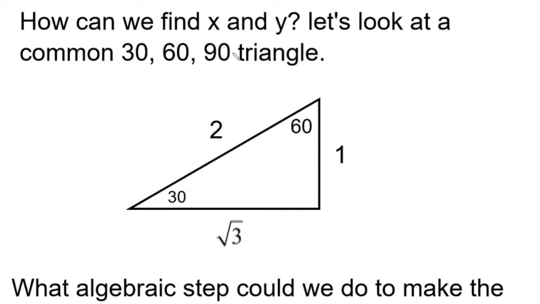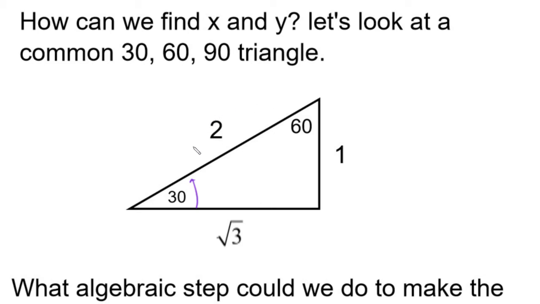So here is a common 30, 60, 90 triangle. If you've got a hypotenuse of 2 on a 30, 60, 90 triangle, this is a super common one. We've got 1, 2, square root of 3. This is an example of a right triangle with a 30-degree angle where the hypotenuse is in the same location, and the hypotenuse is 2.